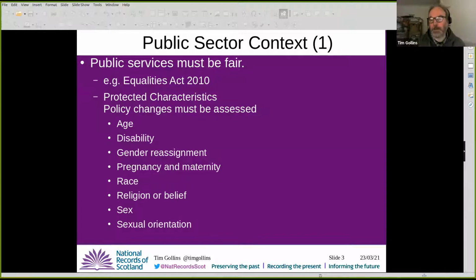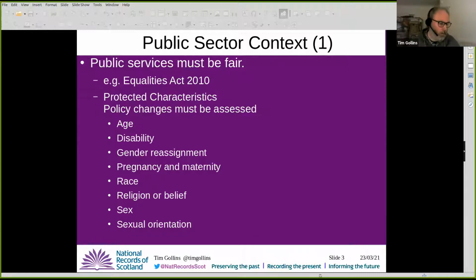Now, in the Scottish Government, we have a process of Equalities Act testing that is done every time a policy is changed or developed. And we have to write a long and complicated report to explain how that policy does not disadvantage persons with these characteristics, and that's as it should be, of course. But let's think a little bit about what that means for the archive and retrieval.